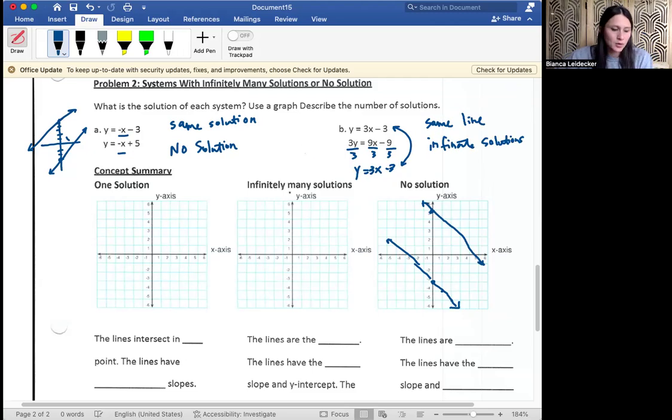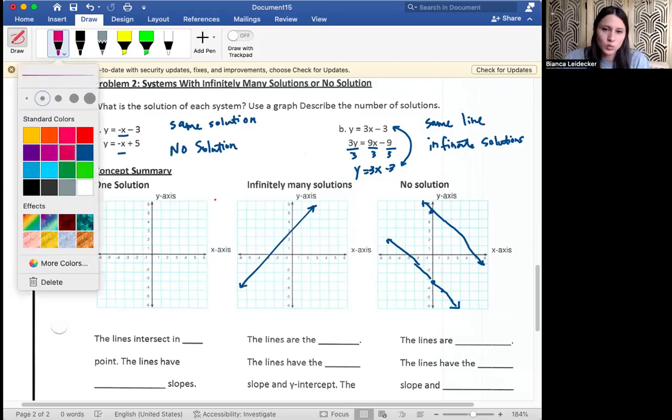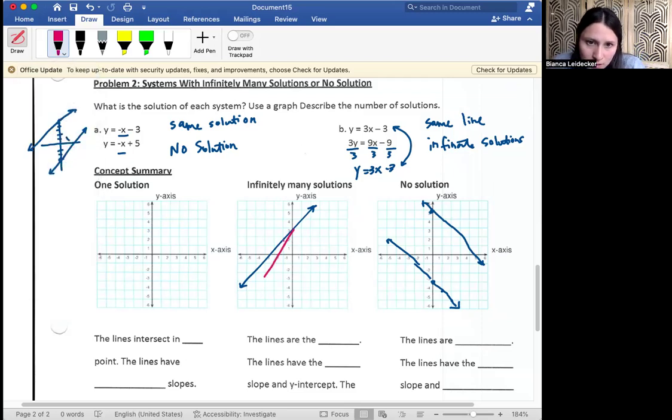An example of infinite solutions would be where you have a line going this way. I'm not going to try to graph that. And then the second equation would be the exact same line, on top of the previous line. They would be the exact same line. That would be an infinite amount of solutions.